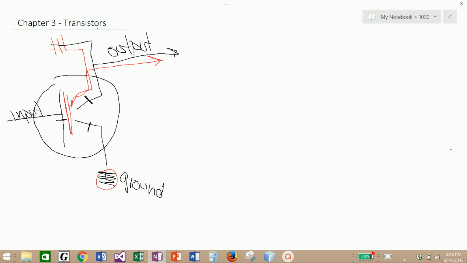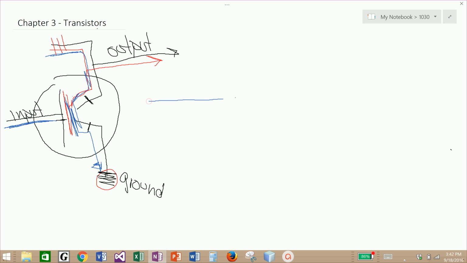So a beautiful thing about a transistor is this input. If I put a current across the input, it allows that electricity to flow across the gap. So let's say, for instance, that I have electricity coming in from the constant flow. It travels down, it can cross the gap, and it can go to ground.